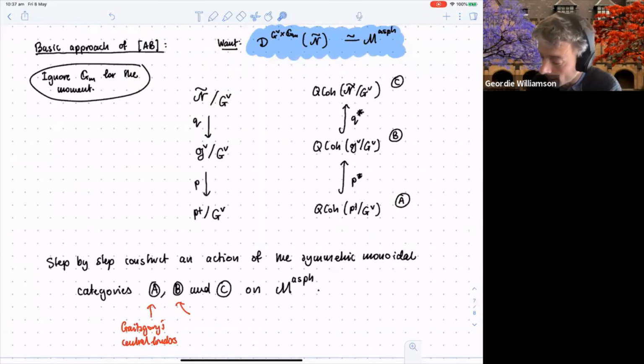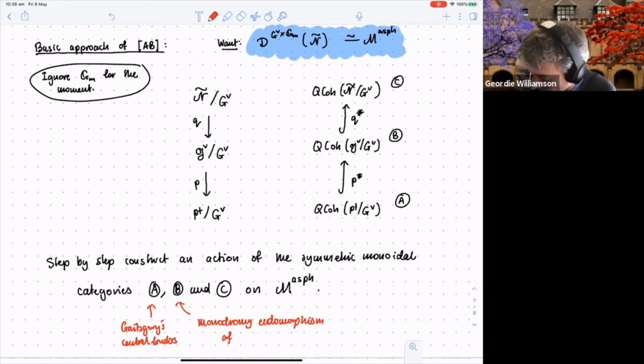Now, the next step here is very interesting because these two categories have the same Grothendieck group. And so in Grothendieck groups, their difference is invisible. And what the construction of B revolves around is the nilpotent endomorphism, the monodromy of nearby cycles.